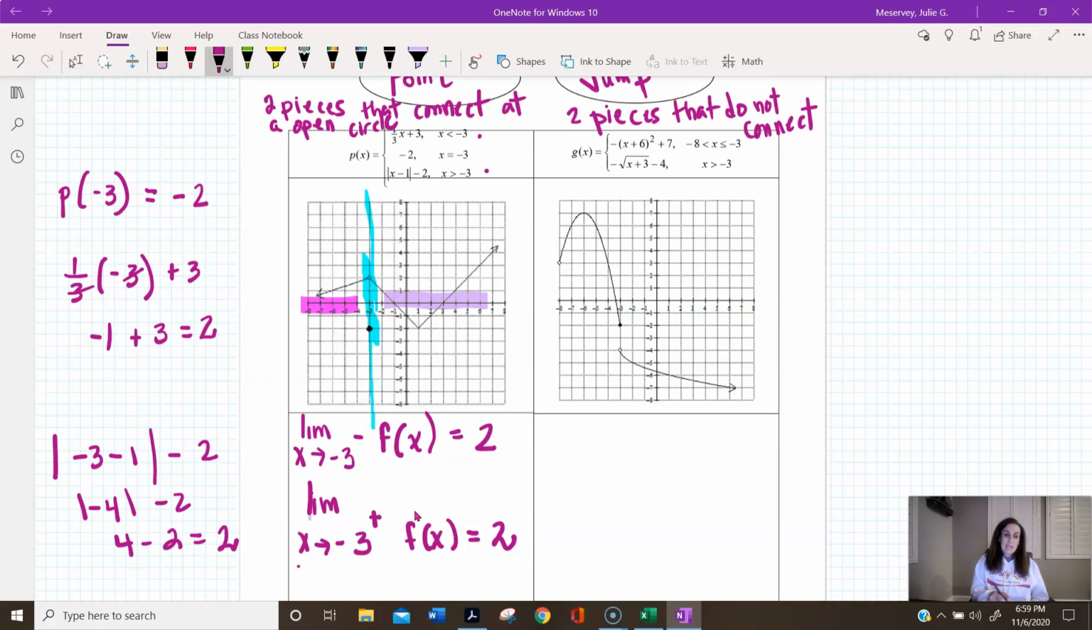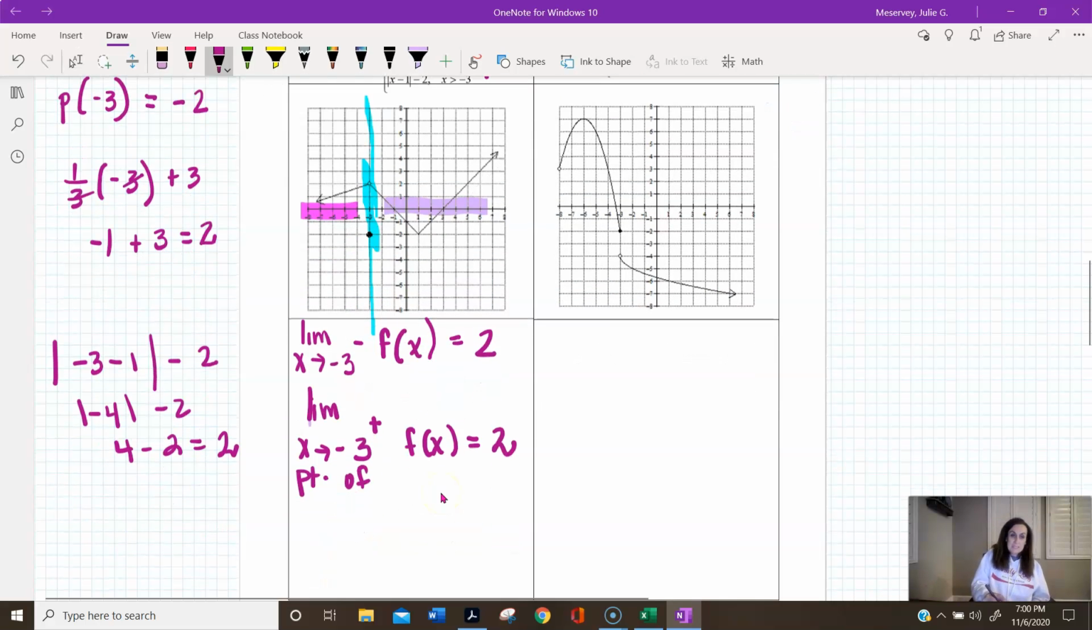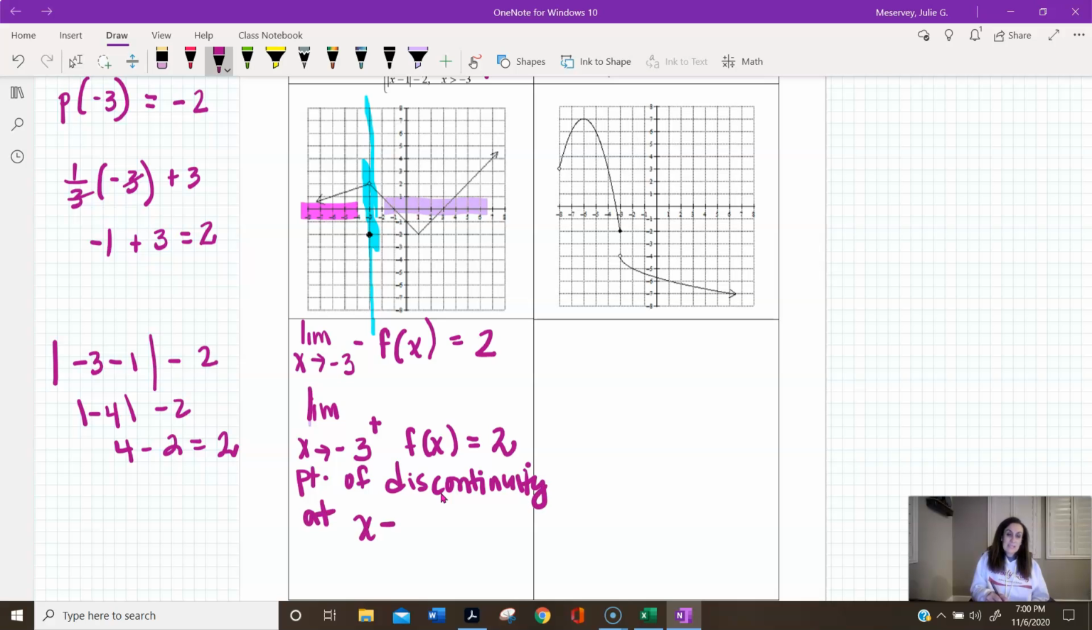So there is a point of discontinuity at x equals negative 3. All right, let's look at the next problem.